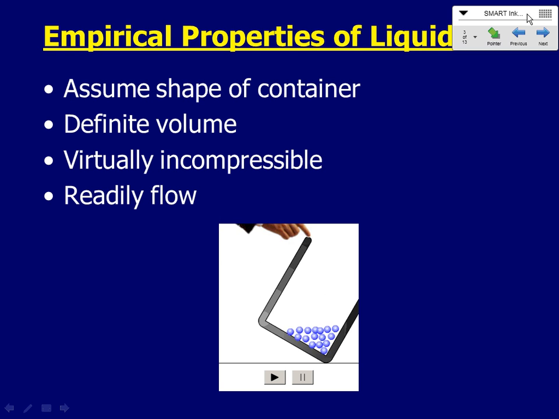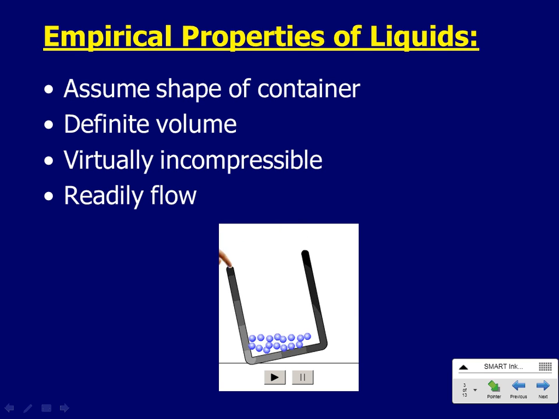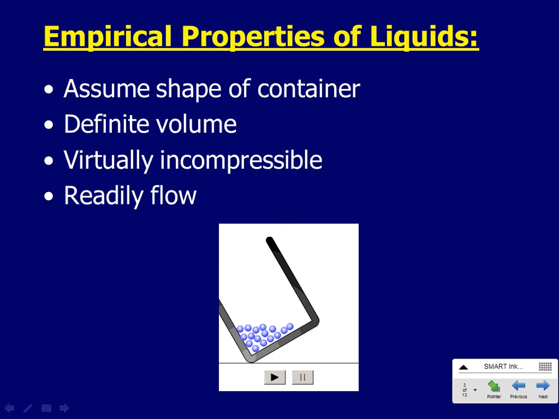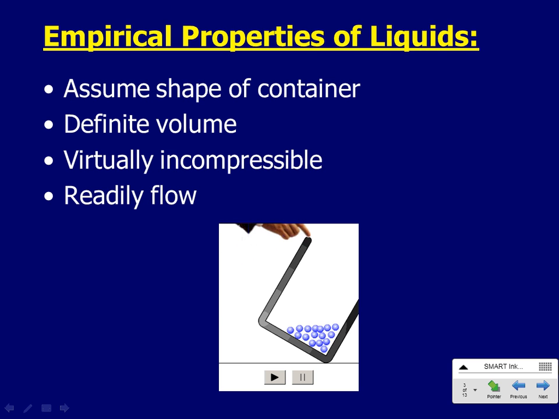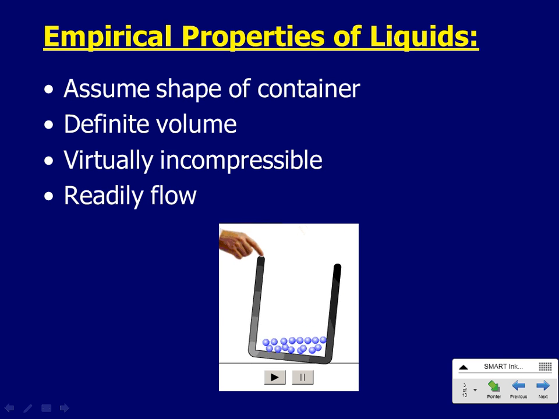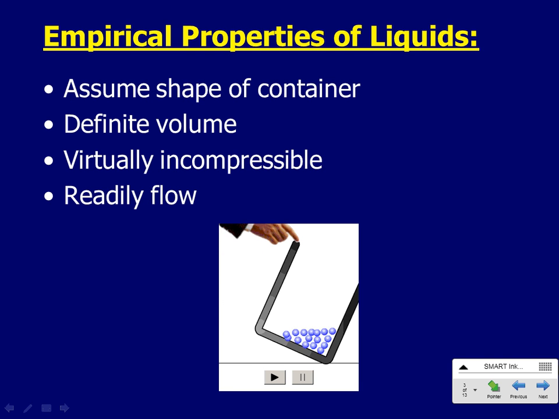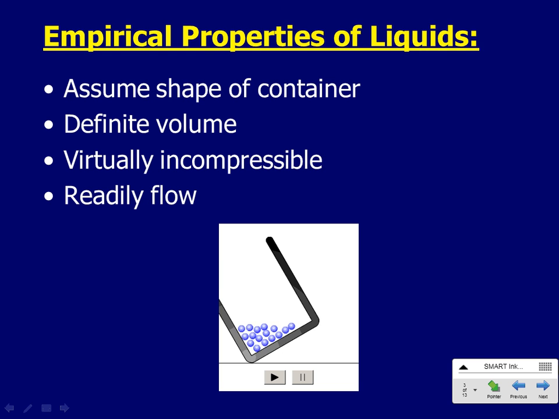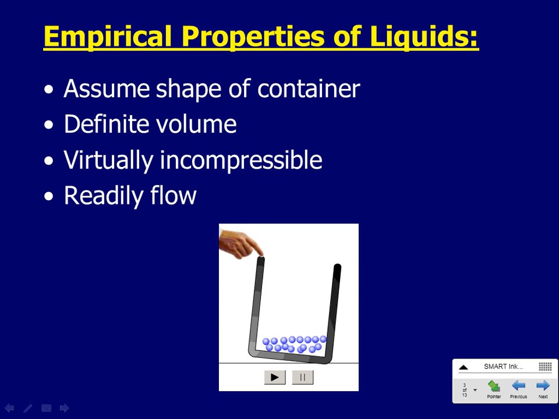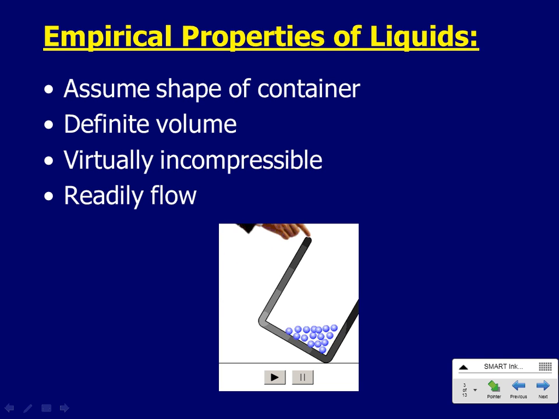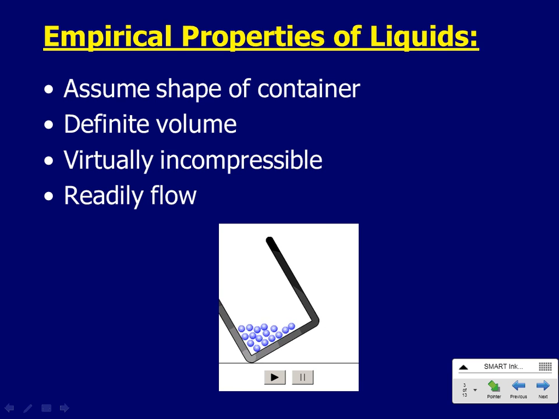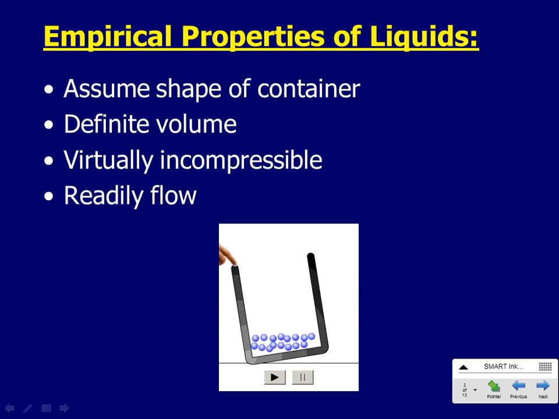In terms of liquids, empirical properties of liquids. If you don't get this all down, like I said, you should have read it anyway. And if you don't, you can always go back and check it online and finish it off. They assume the shape of the container. You pour some liquid into a beaker, and that liquid flows to the bottom of the beaker, and it takes the shape of whatever you've poured it in.